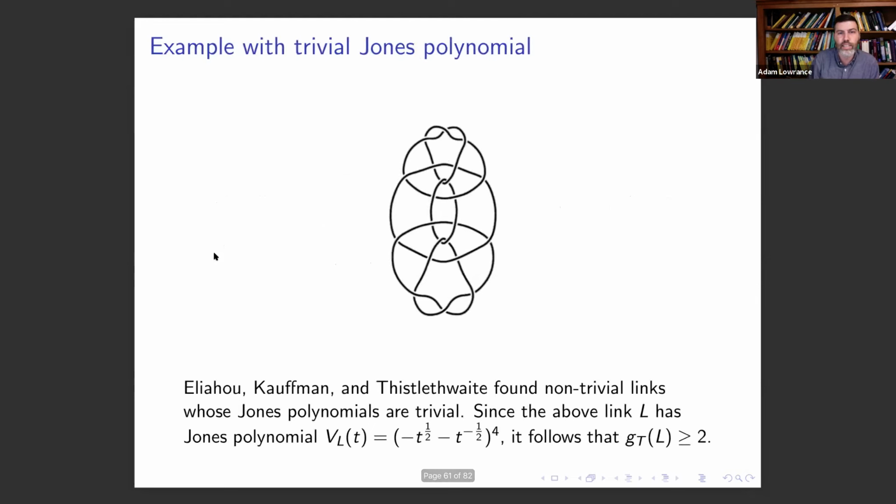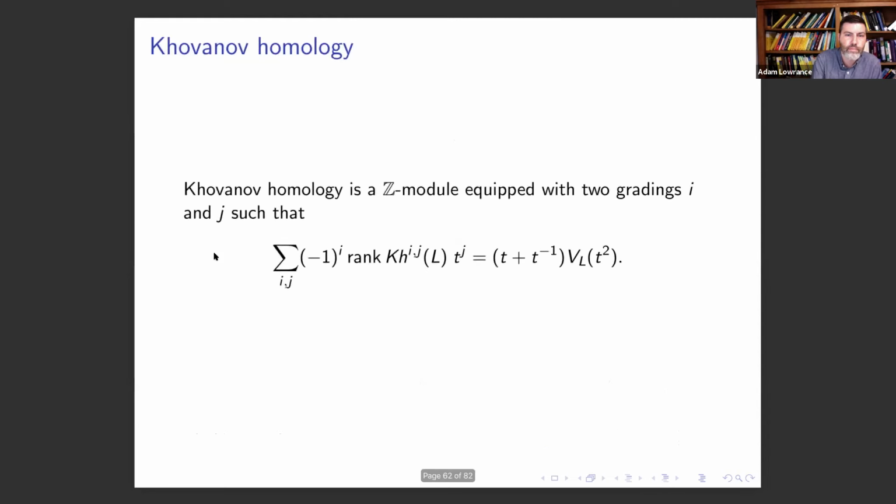And so what that does is it tells you that if you look at these links that are known to have trivial Jones polynomial, but they're non-trivial, so these came from Eliahou, Kauffman, and Thistlethwaite, I didn't put a year here, I should have, I think it was early 90s, maybe mid 90s, these links have trivial Jones polynomial, so they can't possibly be Turaev genus 1. Okay.